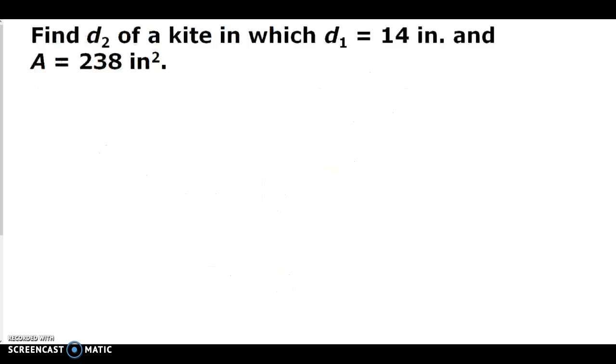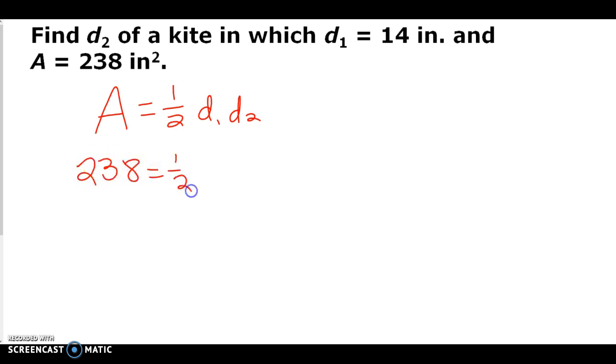Let's find the diagonal of a kite. So we have area equals 1/2 diagonal 1 times diagonal 2. What do I know in this equation? The total area is 238 inches squared. What else do I know? 14 is one of my diagonals, and I'm looking for the other one.